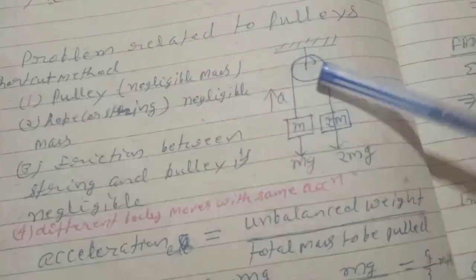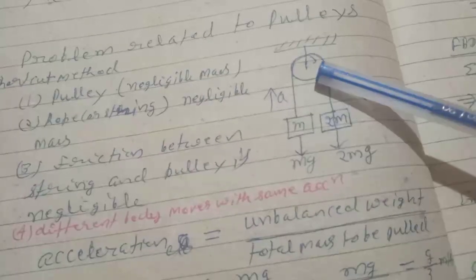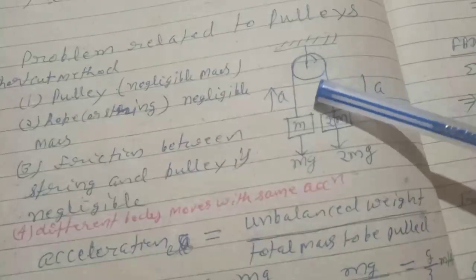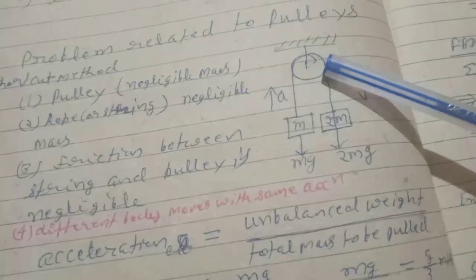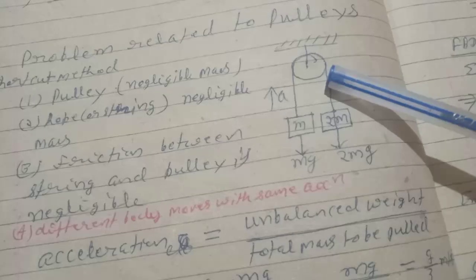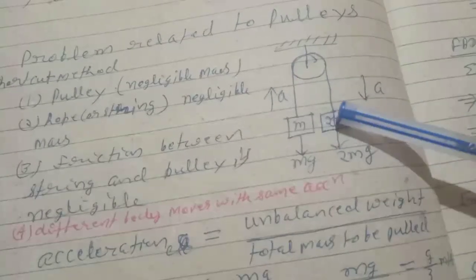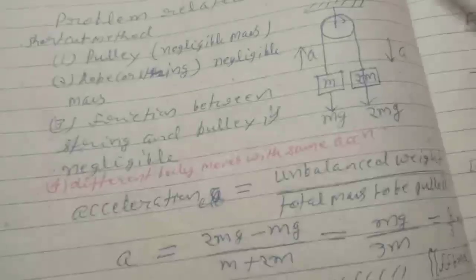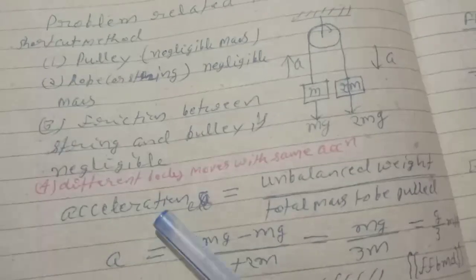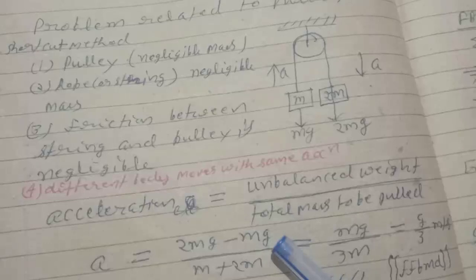For example, in this case, the pulley is of negligible mass, there is no friction between the string and pulley, and the string is also of negligible mass. There is no mass of the string. Then this problem can be solved directly by using a shortcut method. We can find the acceleration by writing unbalanced weight divided by total mass to be pulled.